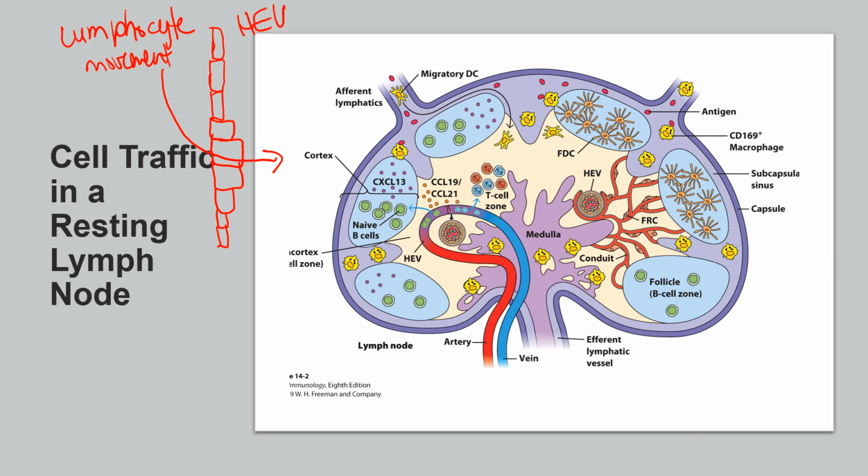Where the cells actually end up going is determined by the surface receptors that are present on the B cells and the T cells, and they're going to express different receptors. That kind of makes sense. They're responding to different chemical cues. They need different receptors to sense and respond to those different chemical cues, the CXCL13 versus the CCL19 and CCL21.